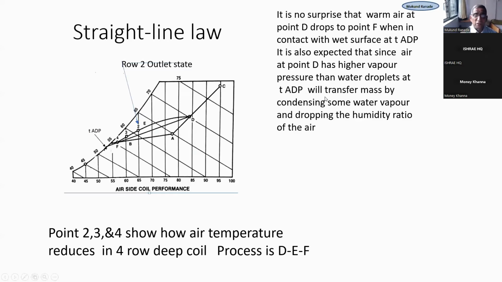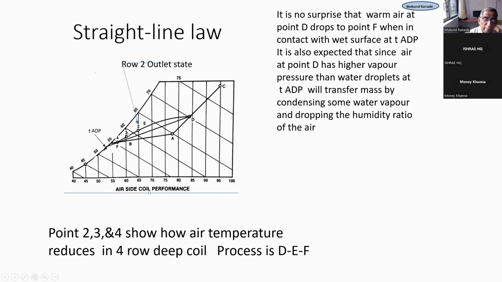But a very interesting fact is that there is one straight line law in psychrometrics. Now, this is the process we use in air conditioning. A is the room condition, C is the outside air condition, and D is the mixed air condition. And then it passes over the cooling coil, which has the ADP as shown over here.